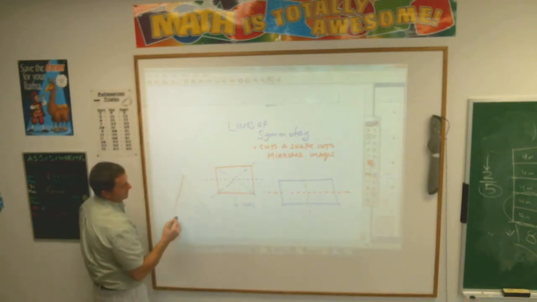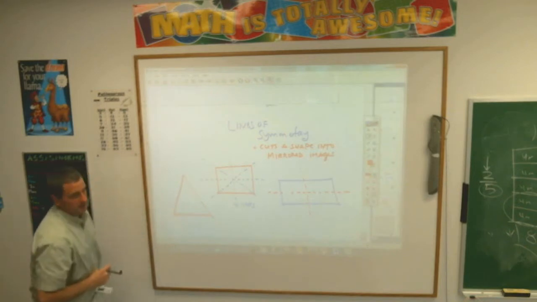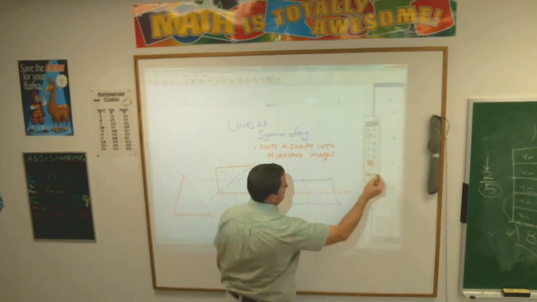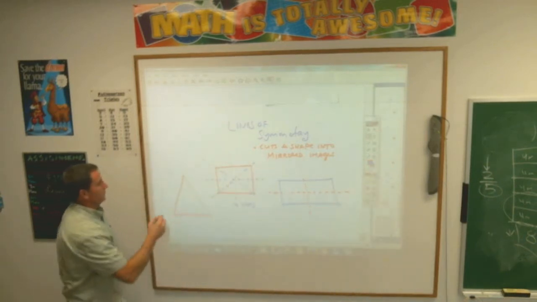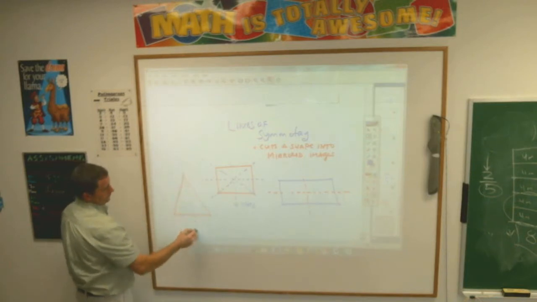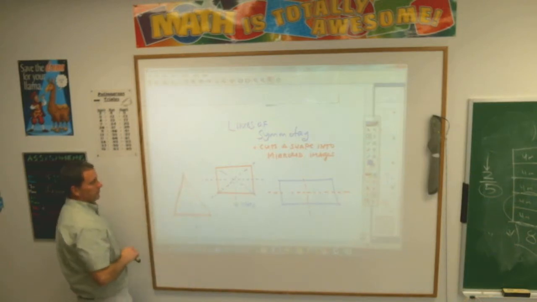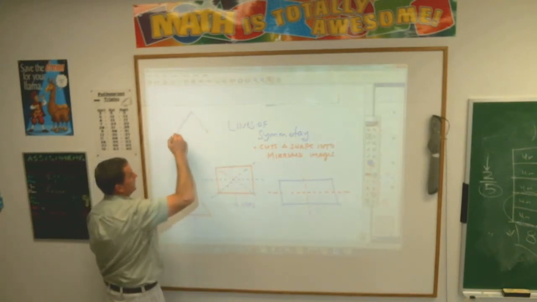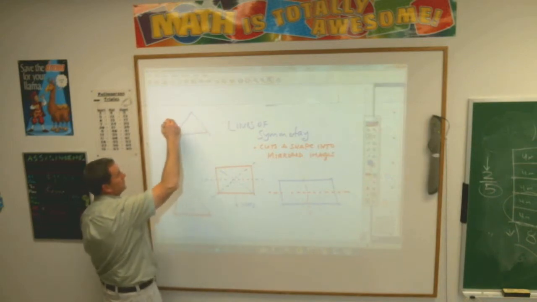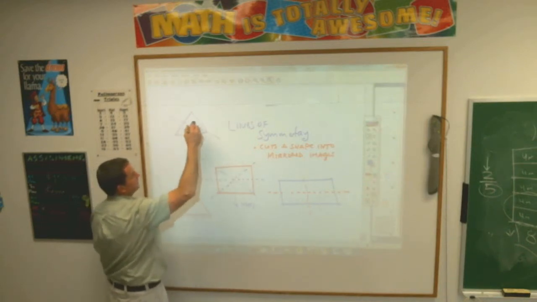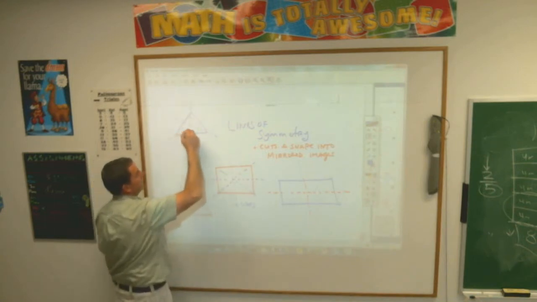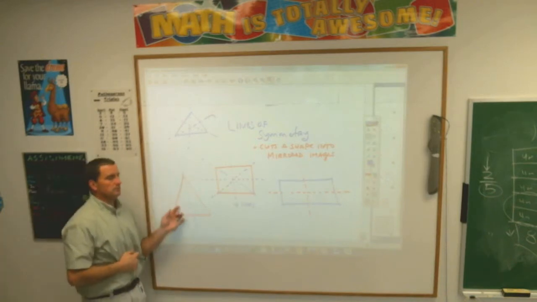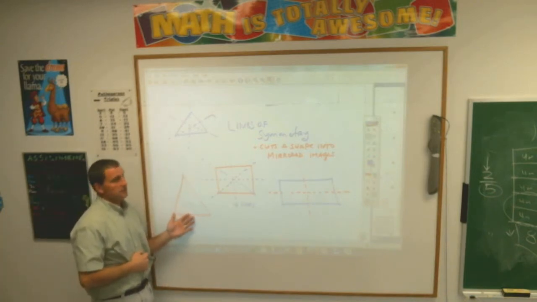How about this one? I've got an isosceles triangle. Where would be a line of symmetry there? Michael? Down the middle. Other ones? No other ones. That would be the only one. If it was an equilateral triangle, then you would have this line of symmetry, that line of symmetry, and that line of symmetry. An equilateral one has 3, an isosceles only has 1, a scalene would have none.